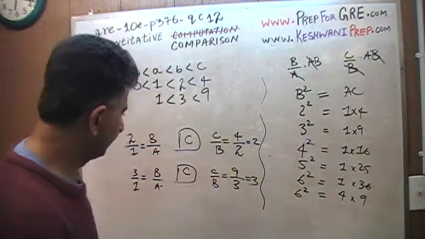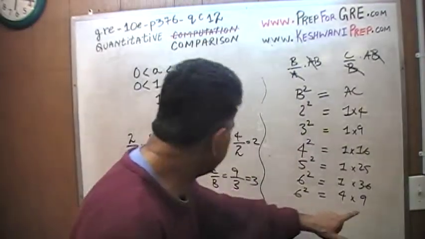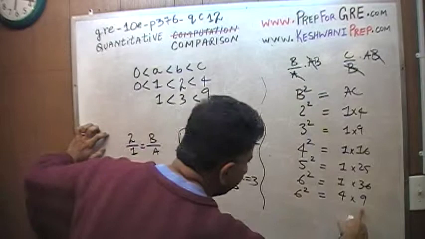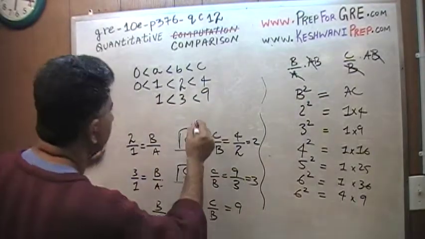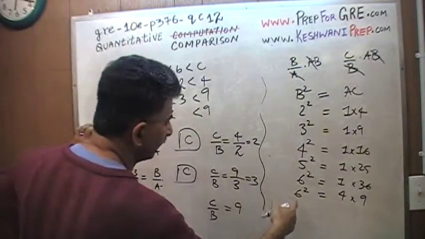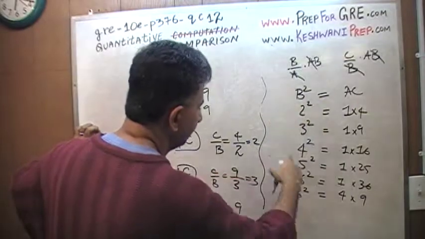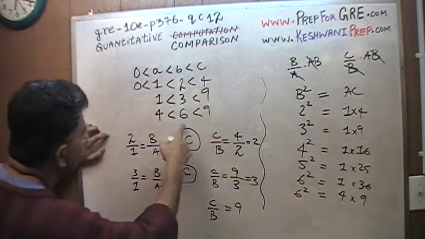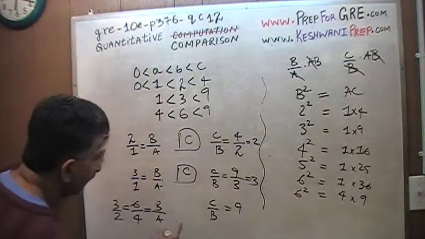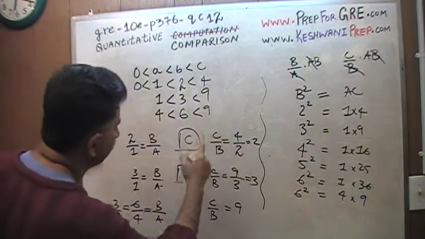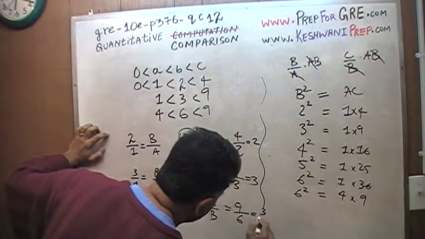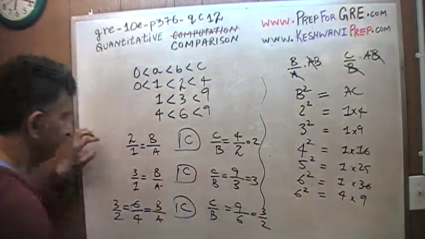Let's try it here. I'm curious. The C is 9 in this case. B over A versus C over B. Right here, C is 9, A is 4, and in the middle we have B, which is 6. So B over A, B which is 6, over A which is 4, is 3 halves. And here C over B, C is 9, over B which is 6. 9 over 6 is 3 halves. Voila, they are equal again.